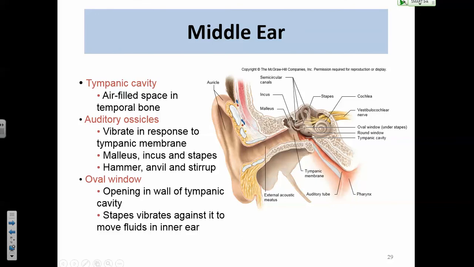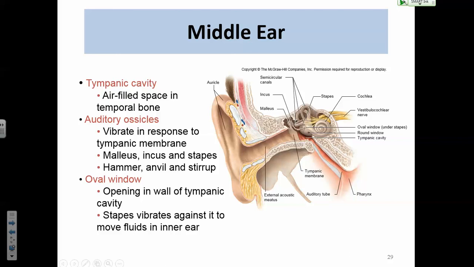And then the middle ear, you've got the middle ear cavity, the auditory ossicles, malleus, incus, stapes. You may have heard of them referred to as the hammer, the anvil, and the stirrup. Okay. And then the oval window, that's the little membrane that the stapes is attached to of the inner ear. Okay. So it's kind of part of the stapes, inner ear.